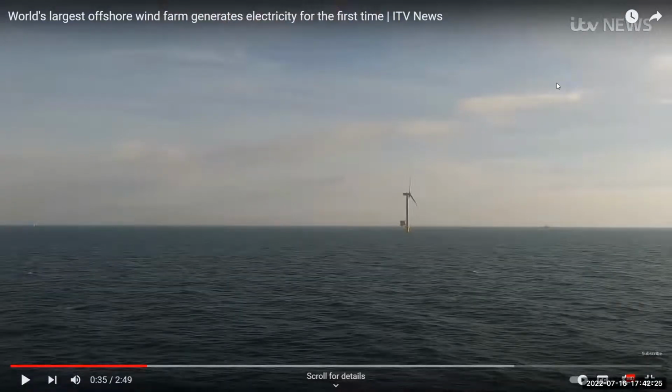So this part is the largest wind farm. It's offshore. Offshore means not on land. Because at the sea, the wind velocity is much higher, so they build offshore.